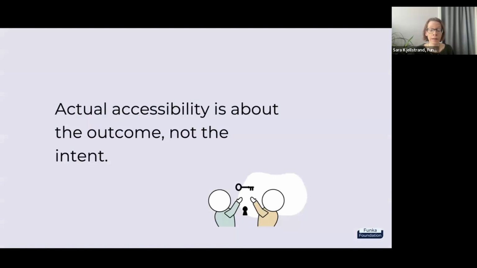So the slightly depressing outcome of the research we did was that the accessibility in practice for the user at any point of time is really about the outcome. It's not the intent. It doesn't really matter how many built-in accessibility features there are. If people cannot use them for one reason or another, then accessibility in practice is not achieved in any case.